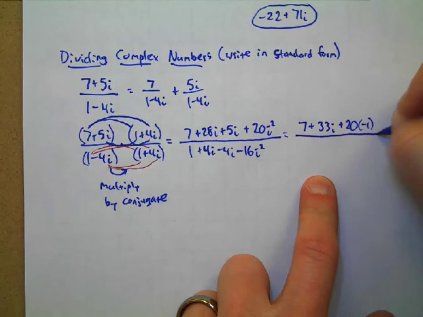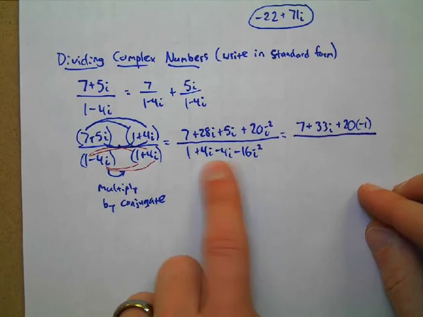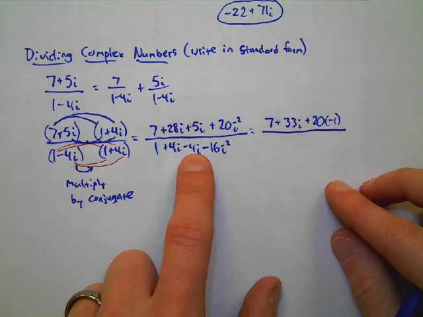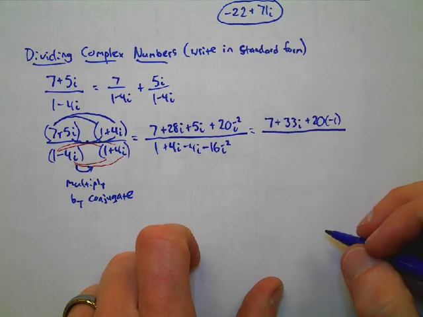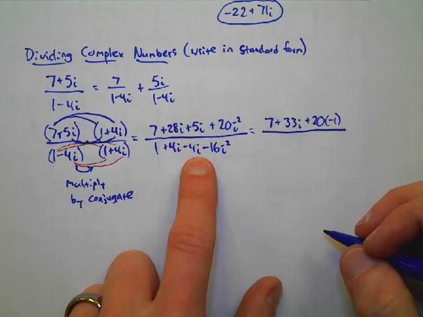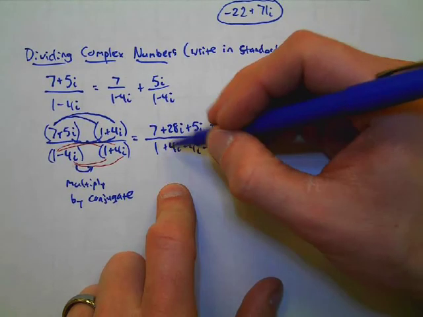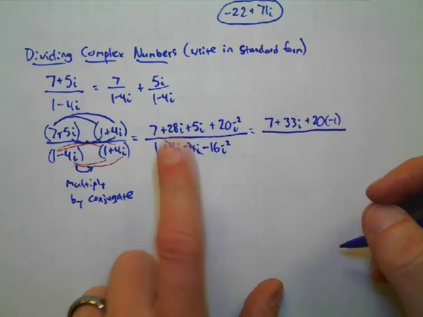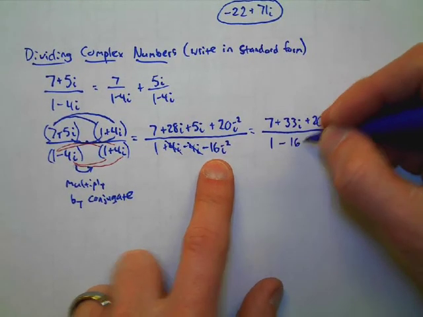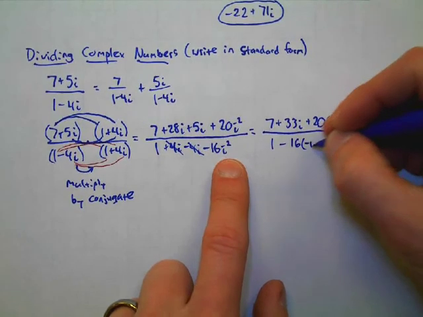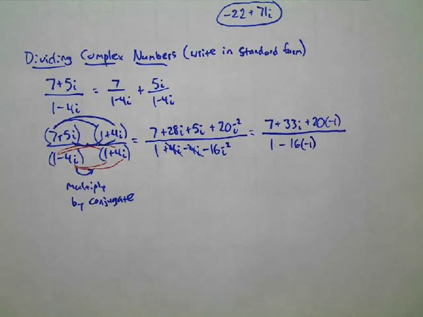Over. Okay. How about that denominator? What can we do with the denominator? What simplifies here? The 4i and the negative 4i, what happens? They cancel. They're gone. And so we'll have 1 minus 16. And again, I'm going to change that i squared to be negative 1. Okay? So far, so good?